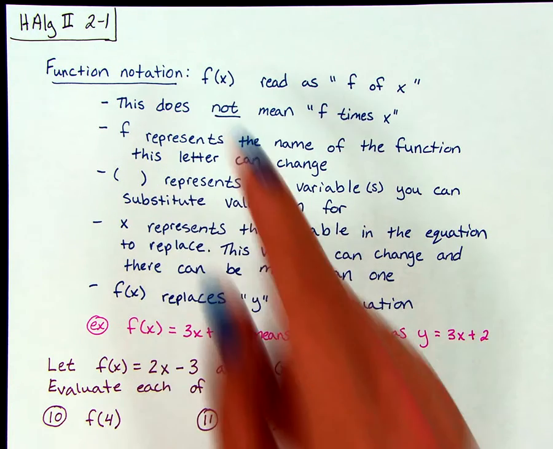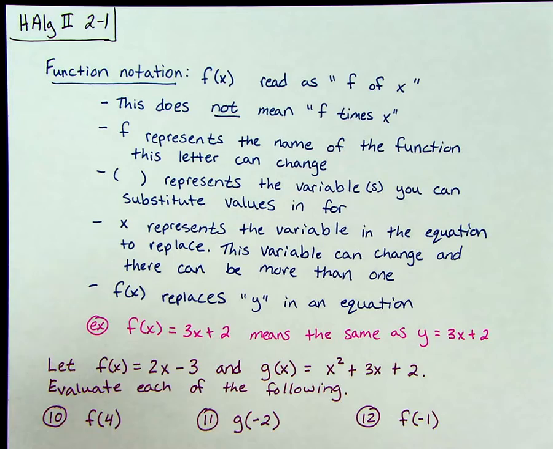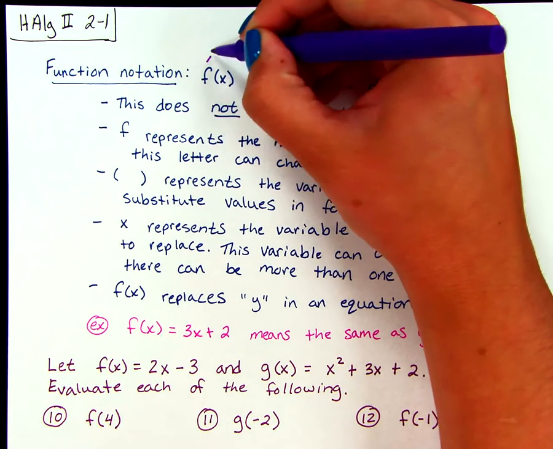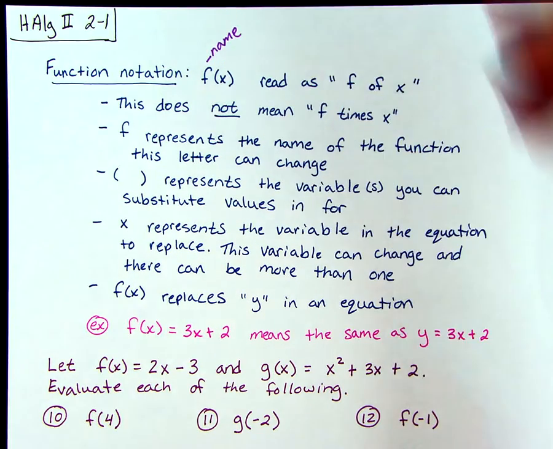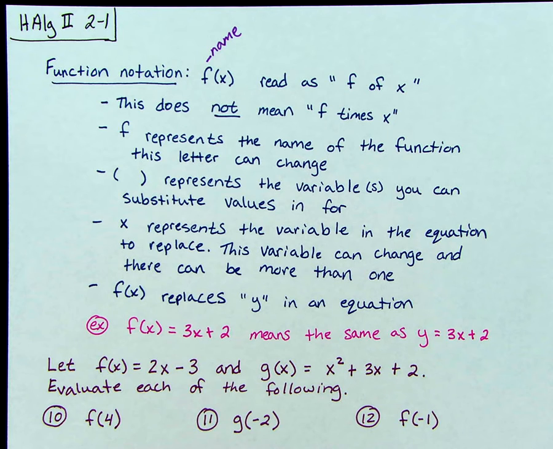So this f represents the name of our function. So this is the name of the function. That can really be any letter that we want it to be. It could be a G, it could be an H, it could be an M. If we really want, we could do a heart for a symbol, but it's just the name of the function.